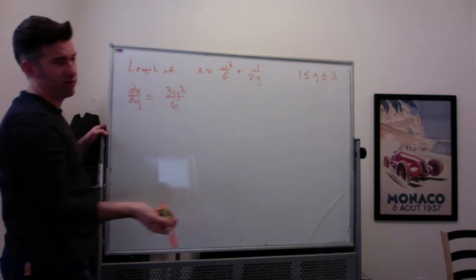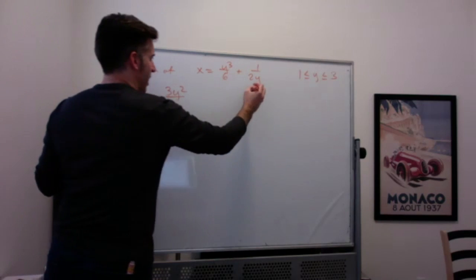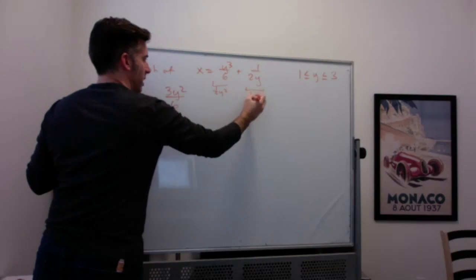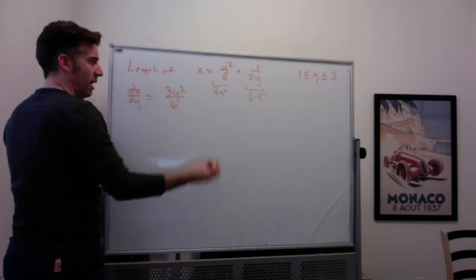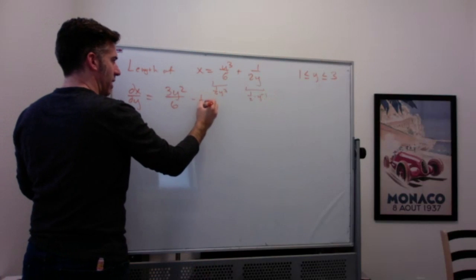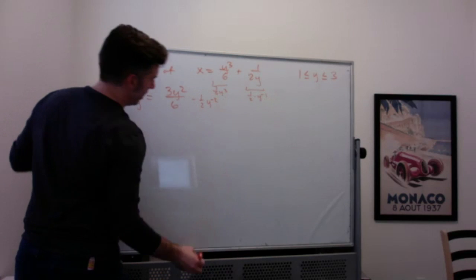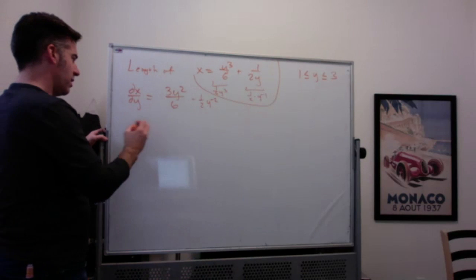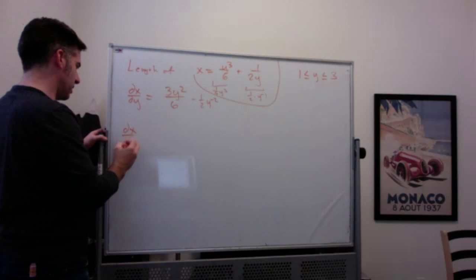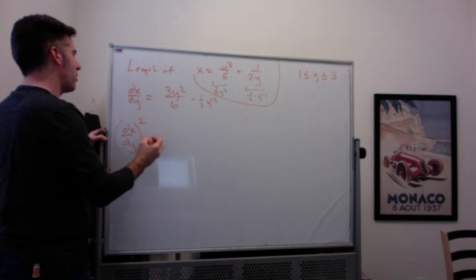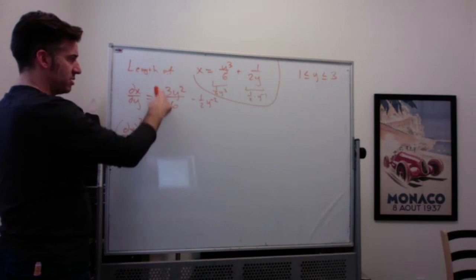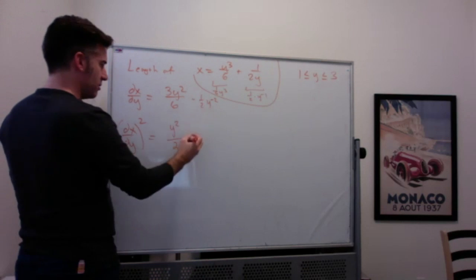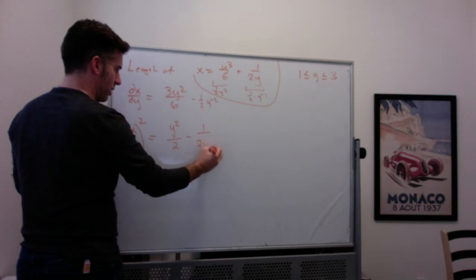For 1 over 2y, we don't have to use the quotient rule either. We should really be thinking of this as 1/6 y cubed, and this is 1/2 times y to the negative first. And this derivative is going to be minus 1/2 y to the negative second. And then dx/dy squared is going to be, well, I'm going to simplify this. This is 1/2 y squared, or y squared over 2. And this is minus 1 over 2y squared.